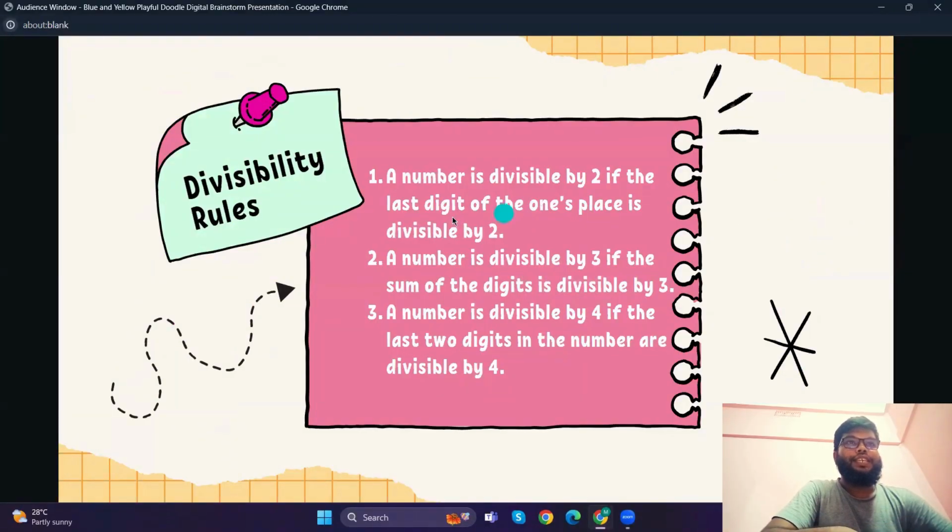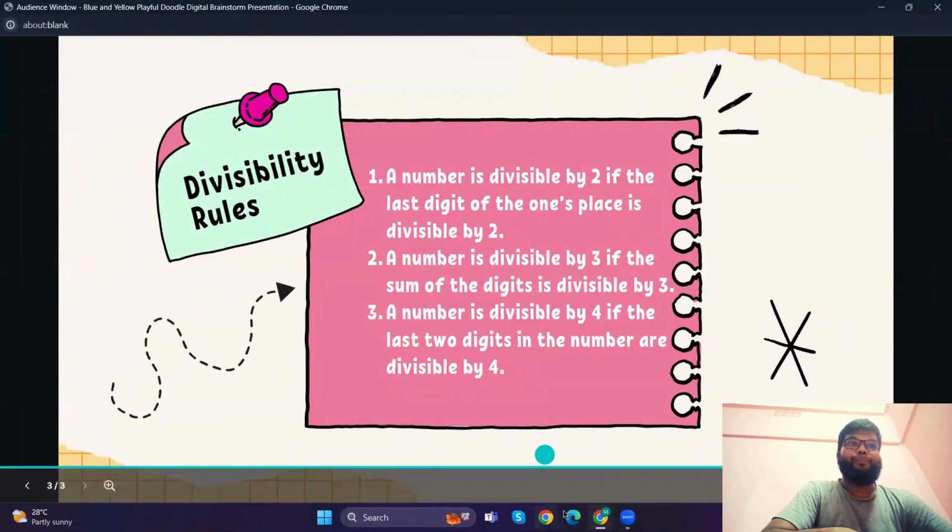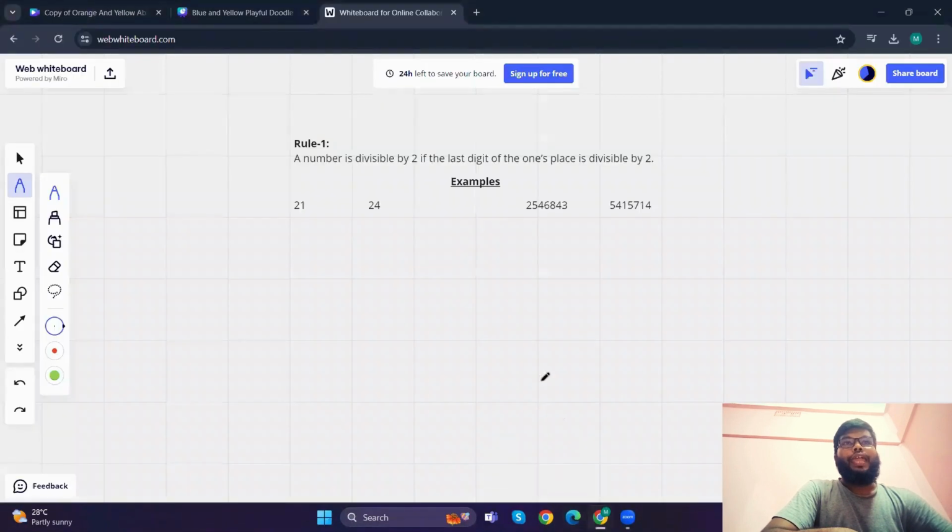Here you can see the number one rule: a number is divisible by 2 if the digit in the ones place is divisible by 2. So let's see by an example. Here you can see 21. 21's ones place is 1. So 1 is not divisible by 2. So the number 21 is not divisible by 2.